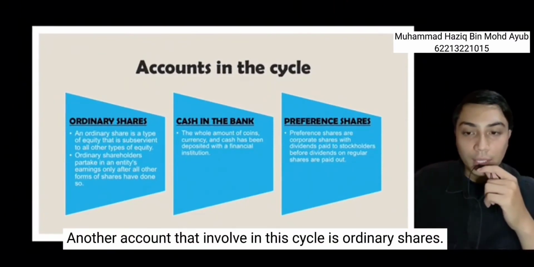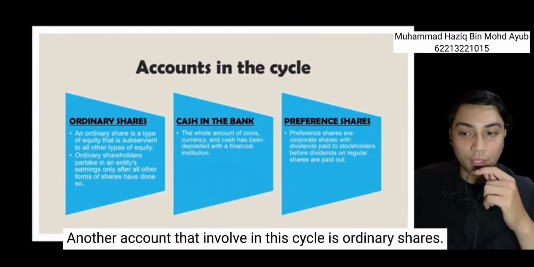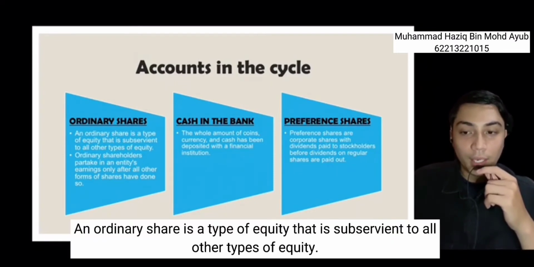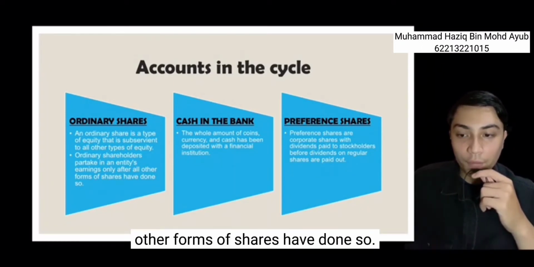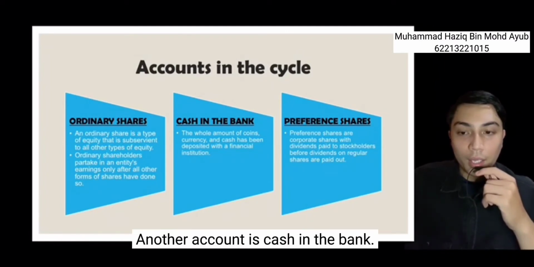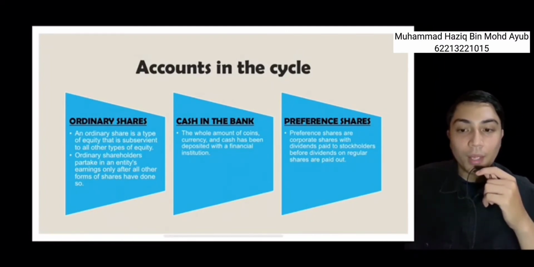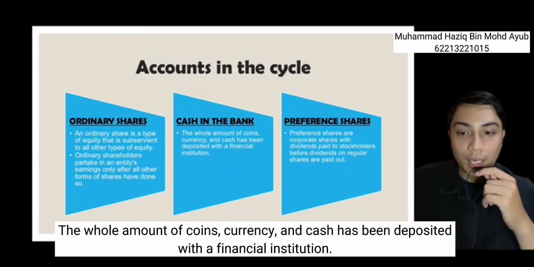Another account that is involved in this cycle is ordinary shares. Ordinary shares is a type of equity that is subservient to all other types of equity. Ordinary shareholders partake in an entity's earnings only after all other forms of shares have done so. Another account is cash in the bank. The whole amount of coins, currency and cash that has been deposited with a financial institution.